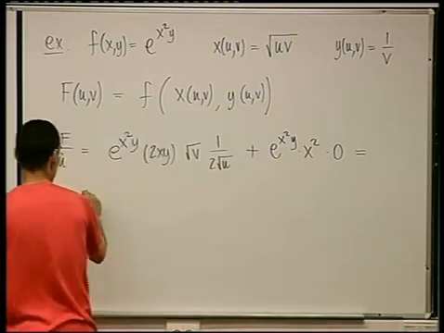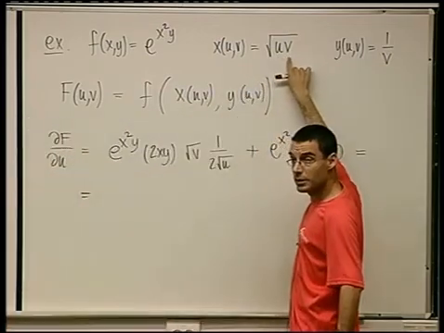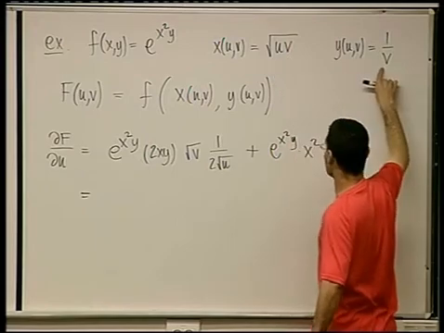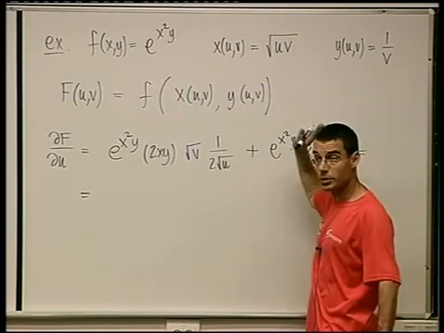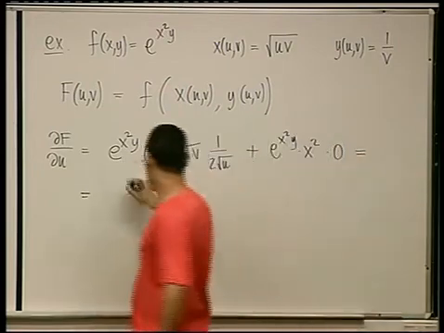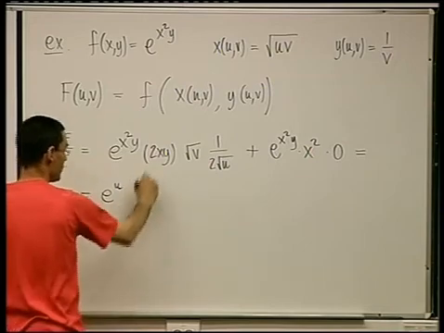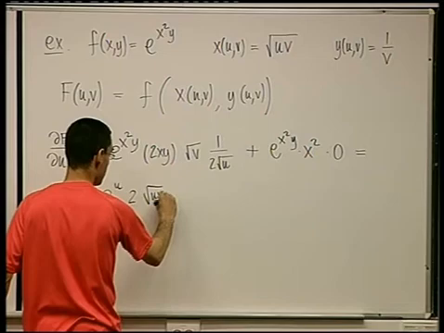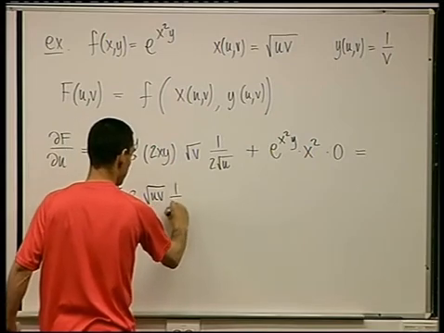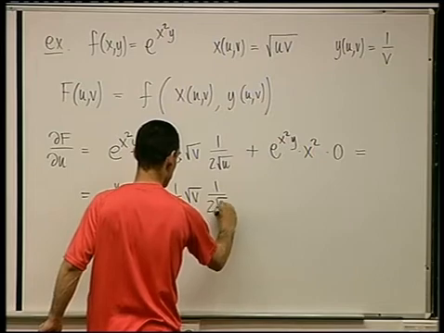Okay, so what do I get? So x squared is just u times v, right? y is 1 over v. So x squared times y is just u. Do you agree? So this thing becomes e to the power u times this 2 here, times x, which was root of uv, times y, which was 1 over v, times root of v, times 1 over 2 root u.